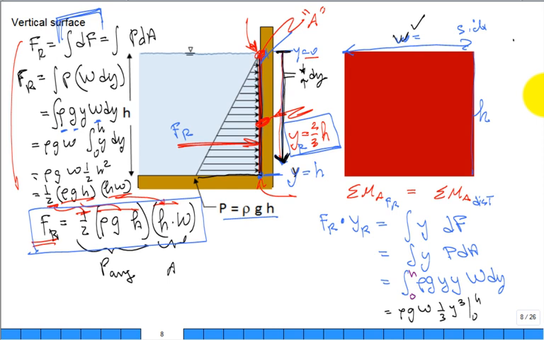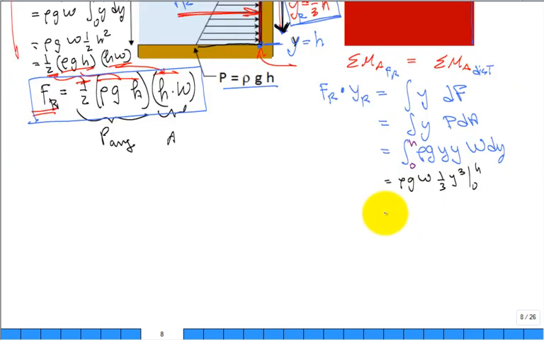All right. Let me scroll down. Sorry, I didn't leave enough room. So I'm going to have rho g w 1/3 h cubed. True? Okay. Let's come over here. I have, not x of r, y sub r, what I'm trying to solve for.